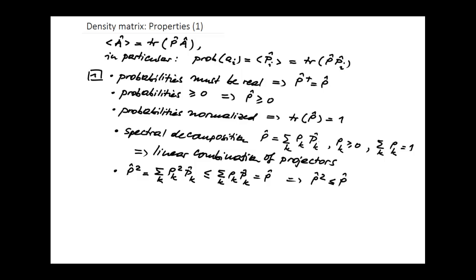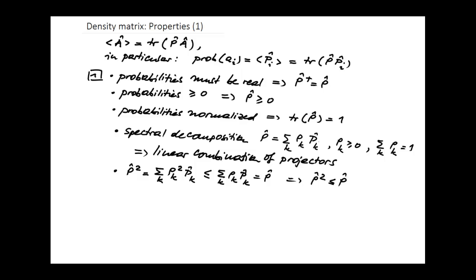You have equality if and only if the eigenvalues of rho are all 0 or 1. And there is only one situation in which this happens, namely if rho is a projector. In other words, if the state is pure. So pure states are included as a special case.